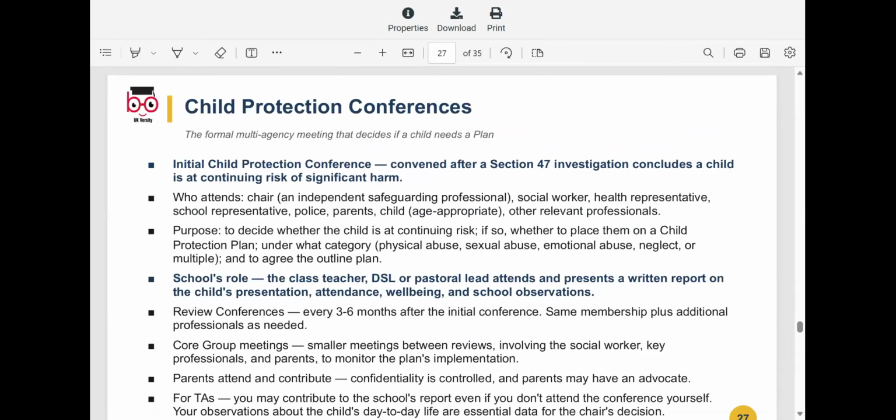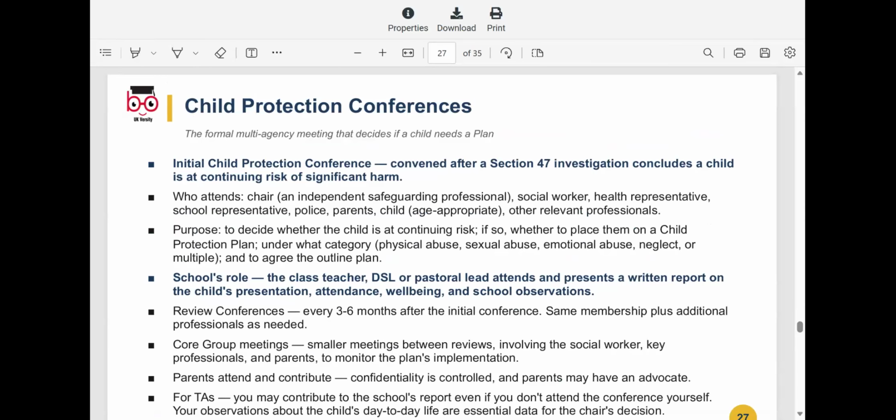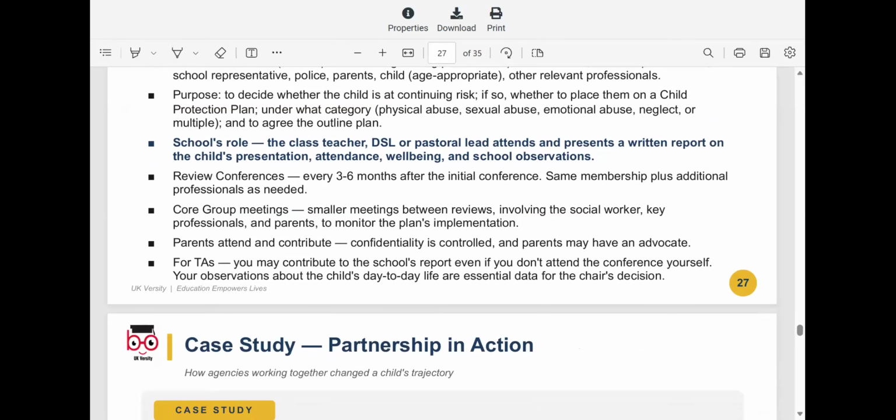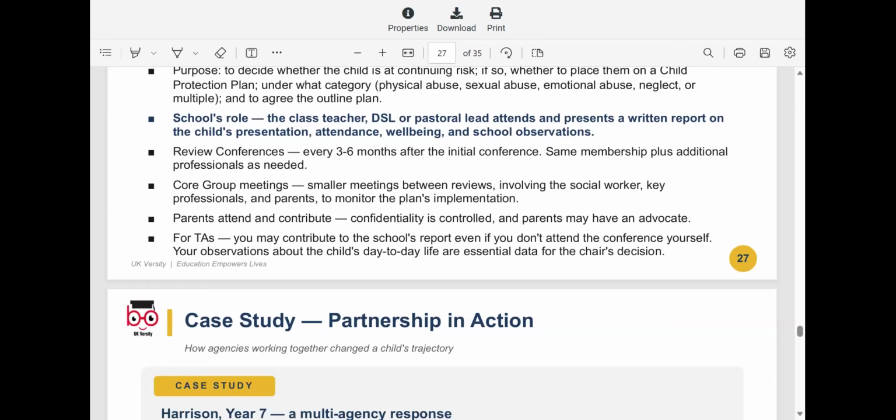You then have the child protection conferences, and this is where family members and key professionals share information and decide if a child is at risk of significant harm. They include parents, carers, an independent chair, social workers, police and other healthcare professionals. Their purpose is to decide if the child is at continuing risk, and to make sure they put a plan in place for that child.